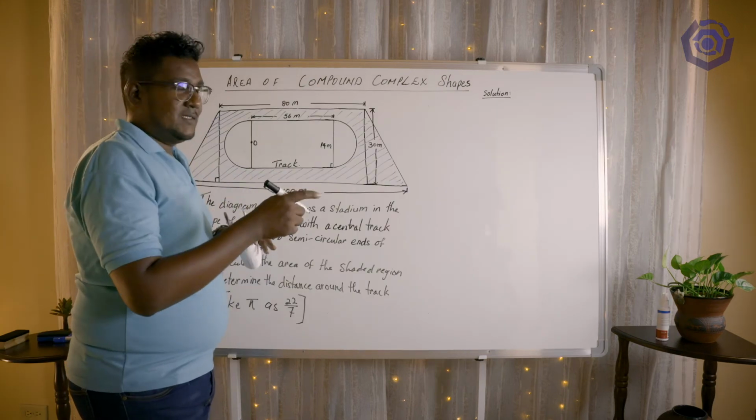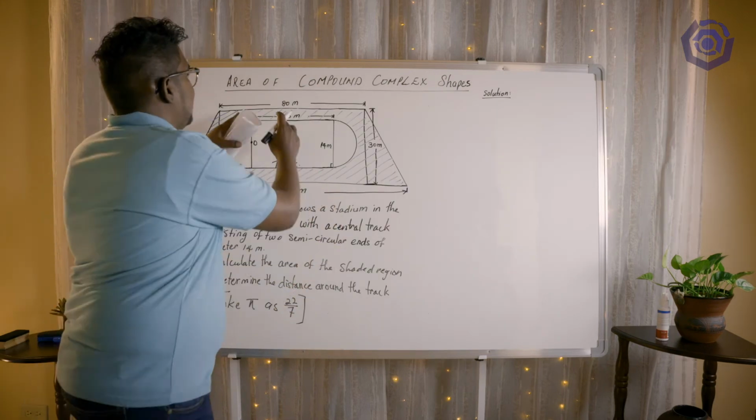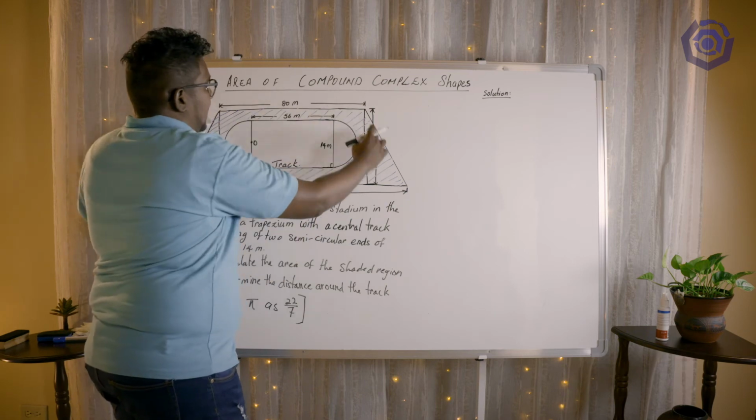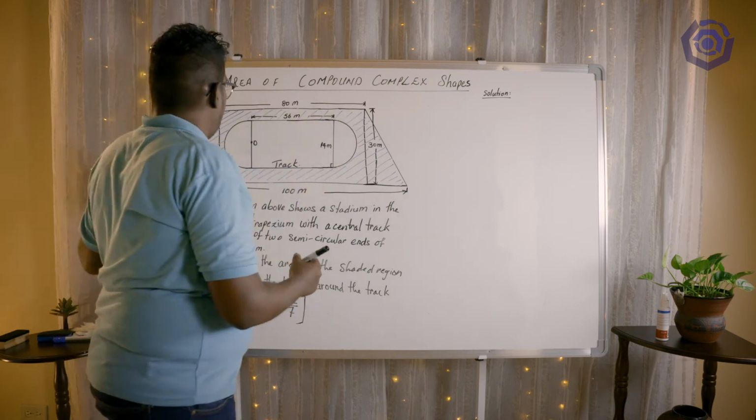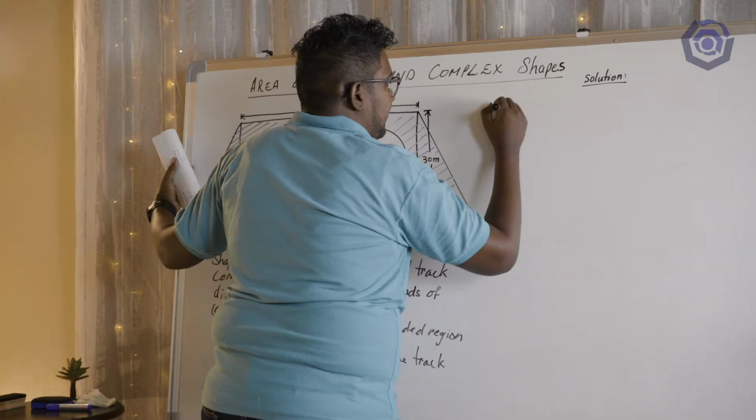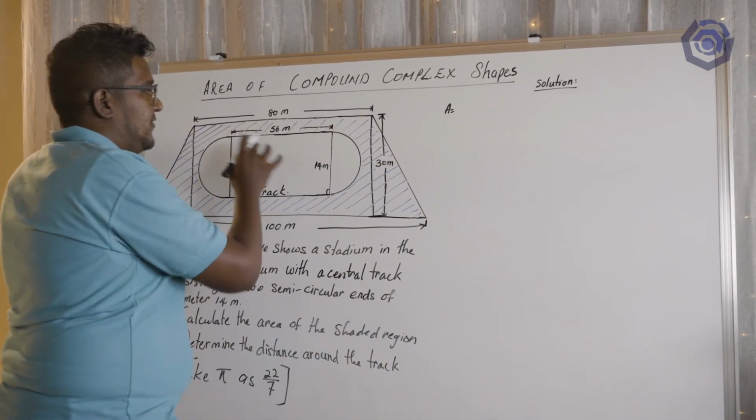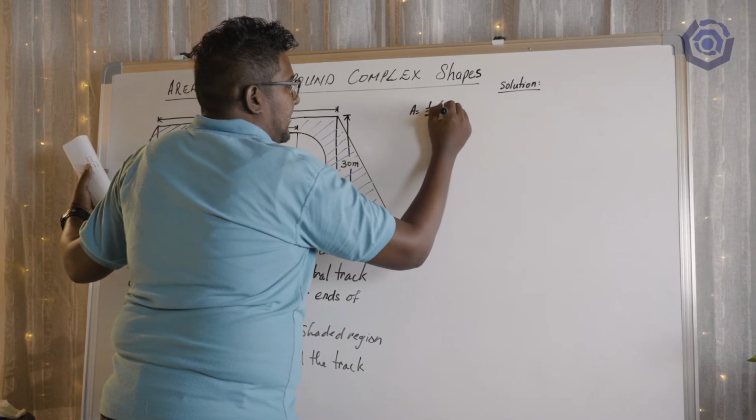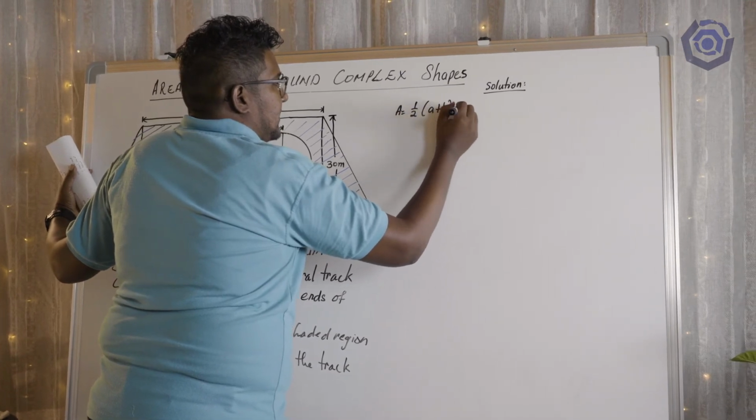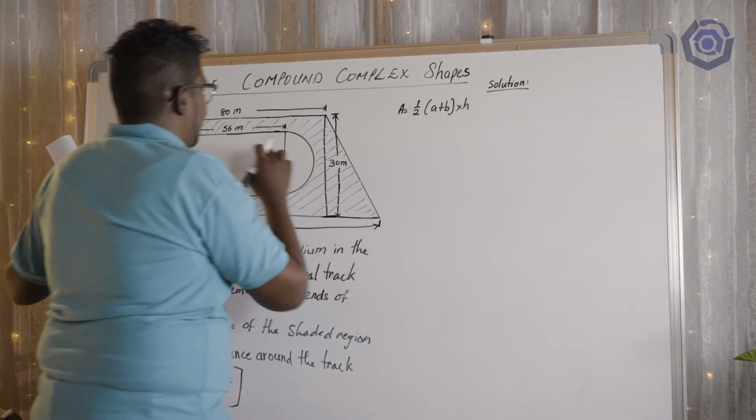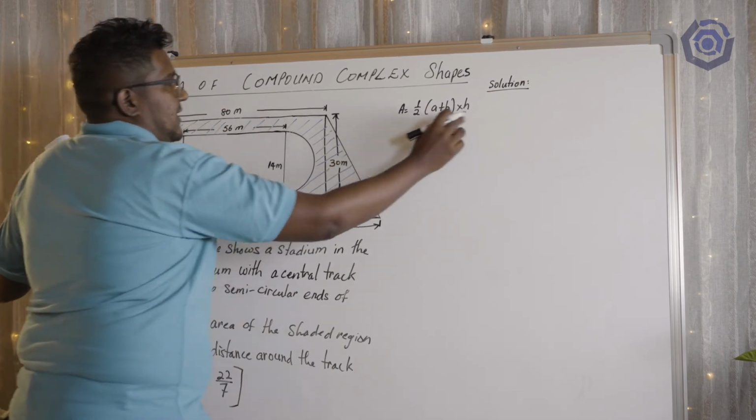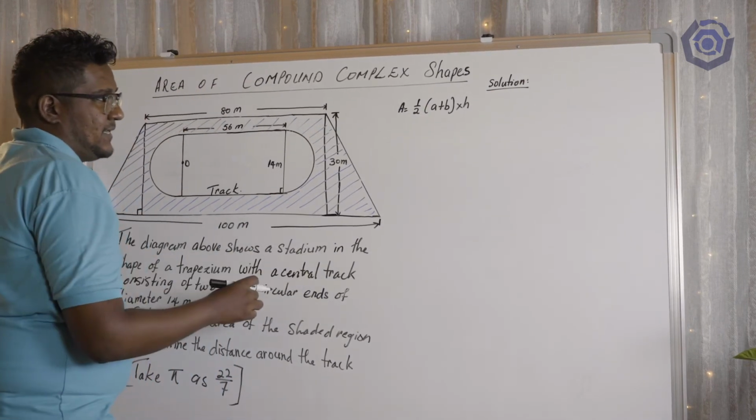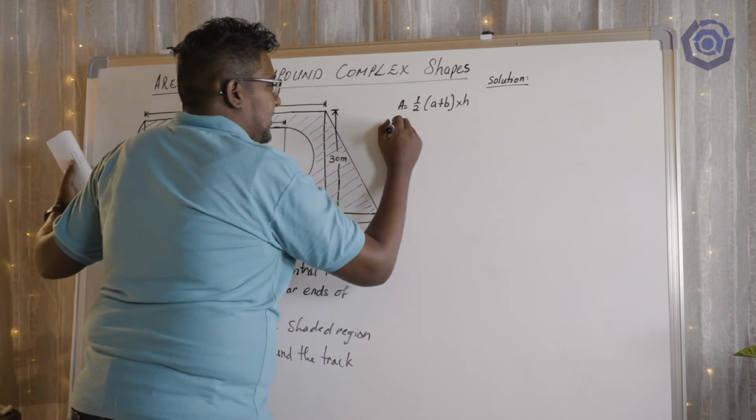So let's get into the solution. The first thing we're going to find is the area of our big shape, and our big shape is a trapezium. So A equals, if you can remember the formula for the area of the trapezium, a half of A plus B times H, where A and B are our pair of parallel sides, and H is our perpendicular height. So let's substitute our values.